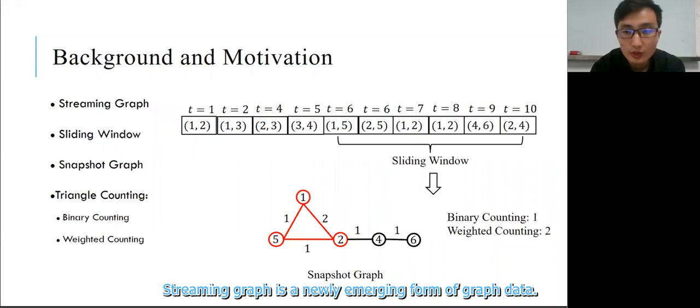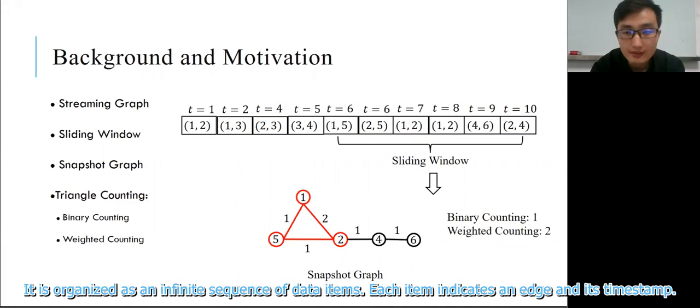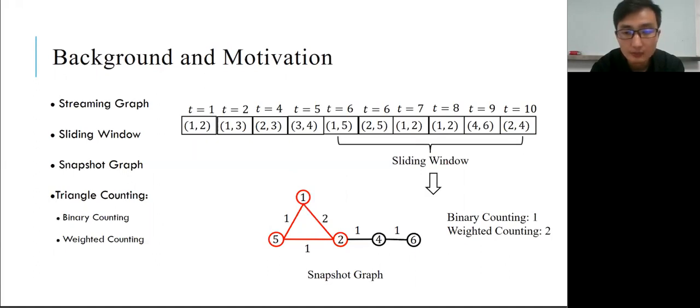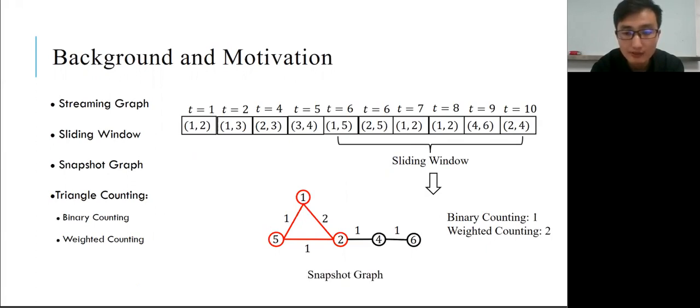Streaming graph is a newly emerging form of graph data. It is organized as an infinite sequence of data items. Each item indicates an edge and its time step. Streaming graphs usually have edge duplications. It means the same edge may appear multiple times with different time steps.